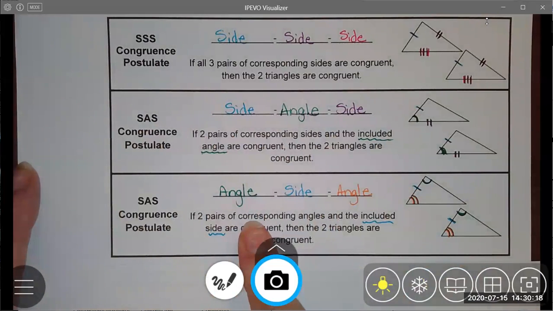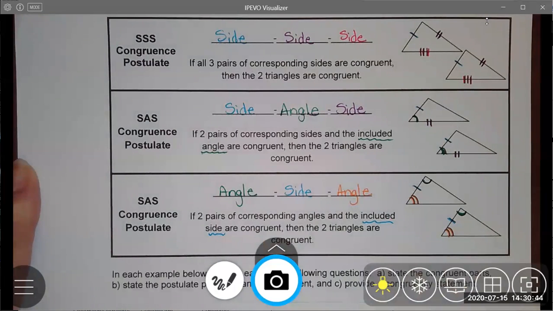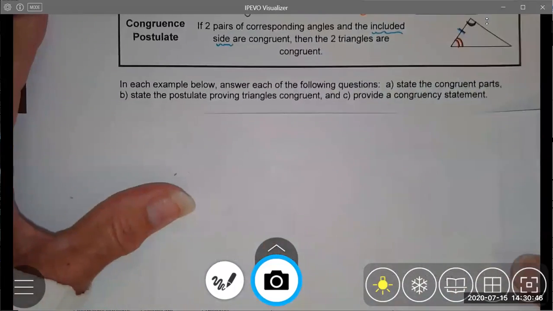The last way for today to prove that two triangles are congruent, because there are other ways, is to use the angle side angle postulate. Angle side angle says that two pairs of corresponding angles are congruent and the included side. Note that the congruent side has to be between the two angles, which is why we went over that vocabulary just moments ago. Okay, so those are the three postulates we're going to use today.